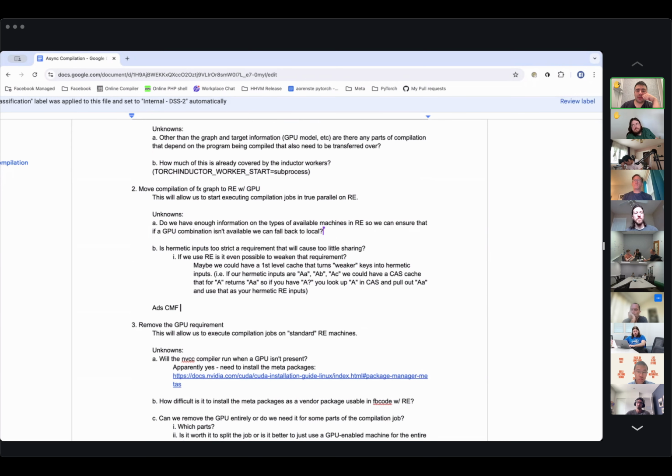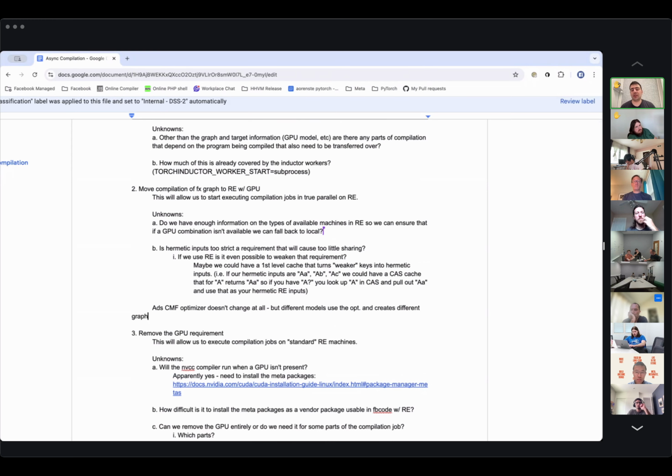And the shampoo optimizer doesn't change at all. The entire time they have the same training platform, the shampoo optimizer doesn't change at all because it's the same optimizer. But different ads models use this optimizer. It all creates different graphs. With the current remote cache implementation, we are able to compile this shampoo optimizer once, and we're able to reuse it every time CMF is compiled.